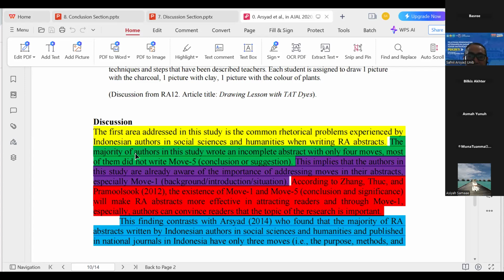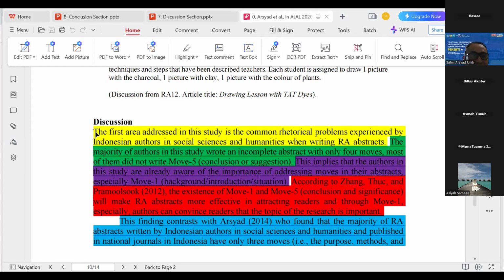I cite here Zhang. According to Zhang et al., Suk and Pramul Suk, 2012, the existence of move one and move five, conclusion and significance, will make a research article abstract more effective in attracting readers, and through move one especially, authors can convince readers that the topic of the research is important. So this is the reference I use to support my interpretation.